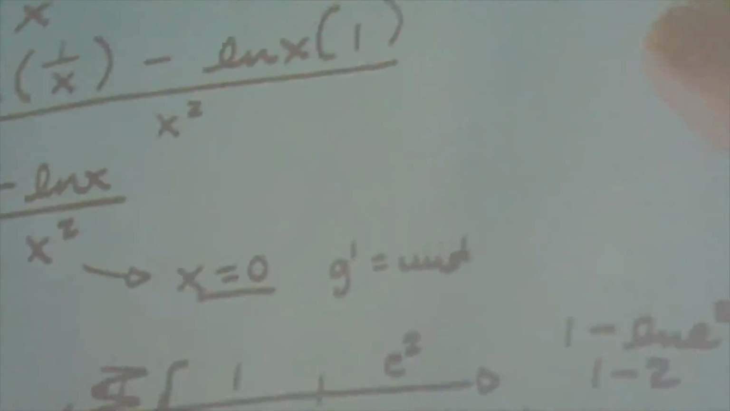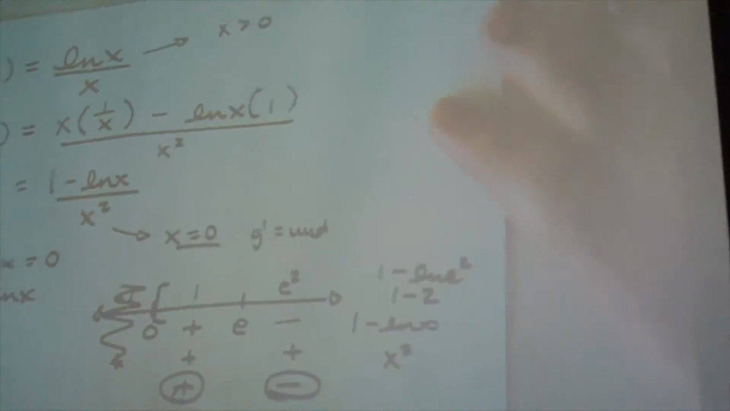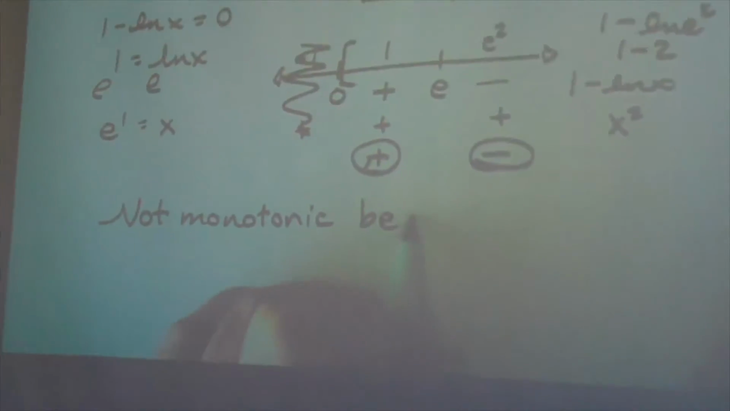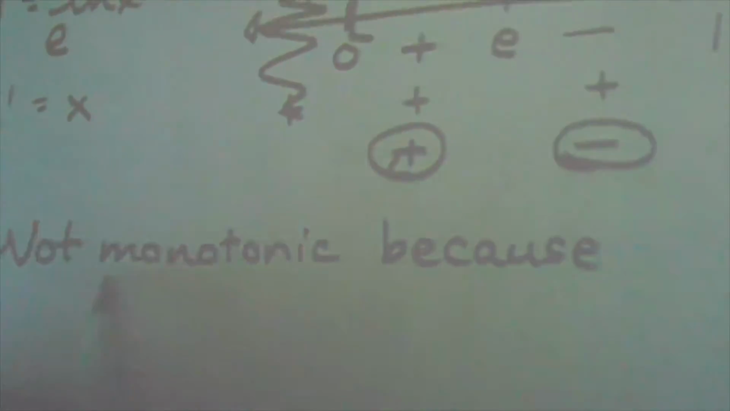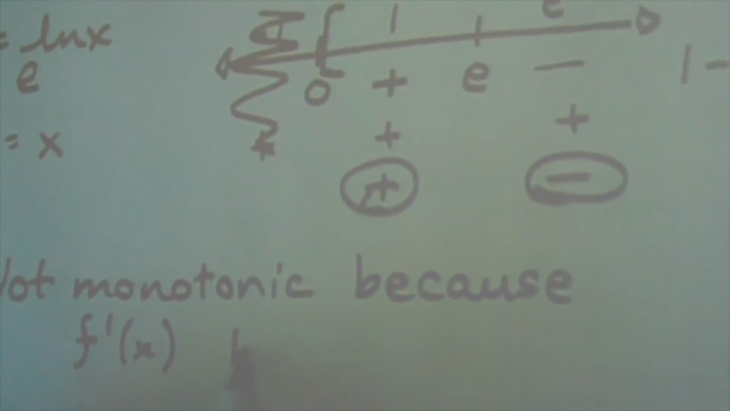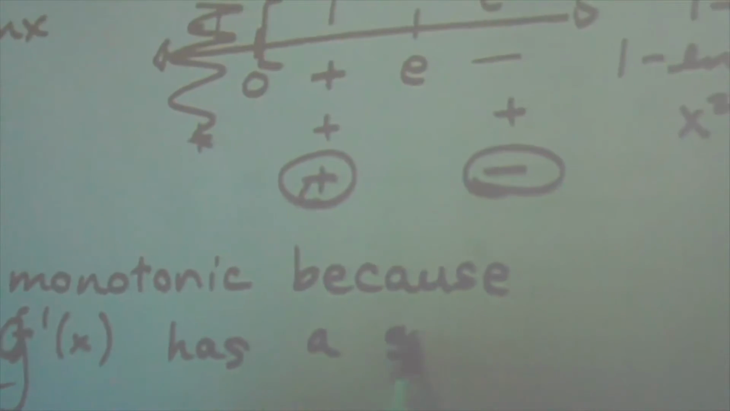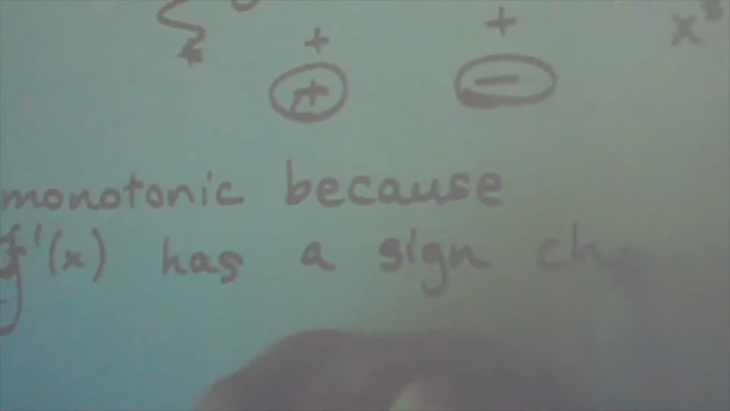So this is not monotonic. Why? Because g prime of x has a sign change.